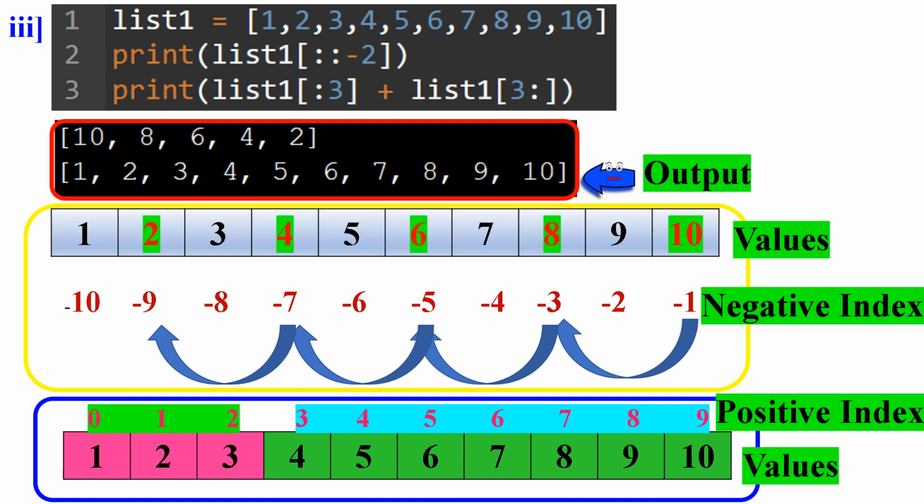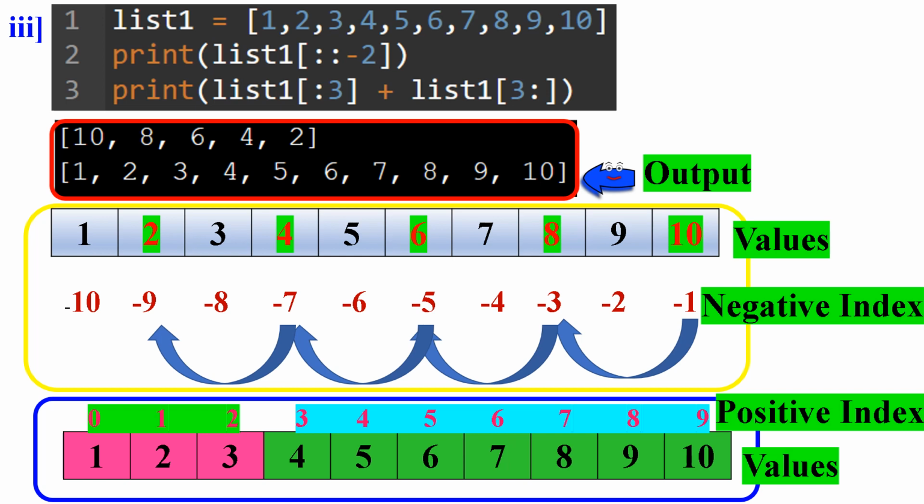Now look at the below picture, the yellow box. The ::-2 slicing syntax means to start from the end and move backward with a step of 2. So, this line will print every second element of the reversed list. The output will be 10, 8, 6, 4, 2.